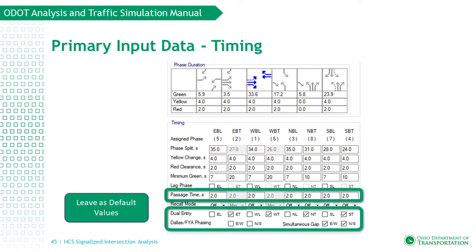For the vast majority of ODOT projects, the passage time, dual entry, Dallas and flashing yellow arrow phasing, and simultaneous gap inputs will remain as default values. The need to deviate from these default inputs is very rare and should be documented.